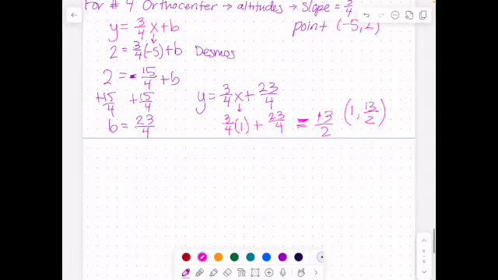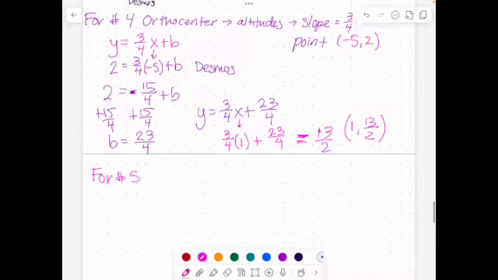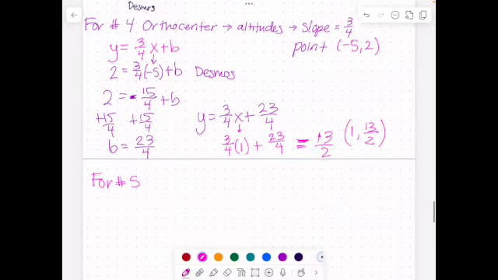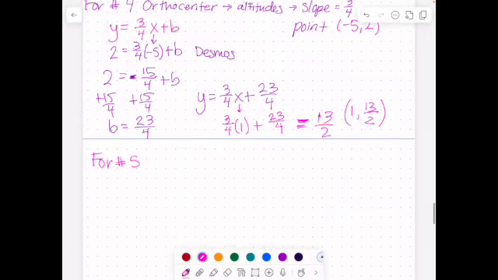Now for number 5. Number 5 is asking, let's look and see. It wants to know the centroid, which means the median. And we already have that line, but we want to know where the point is on there.